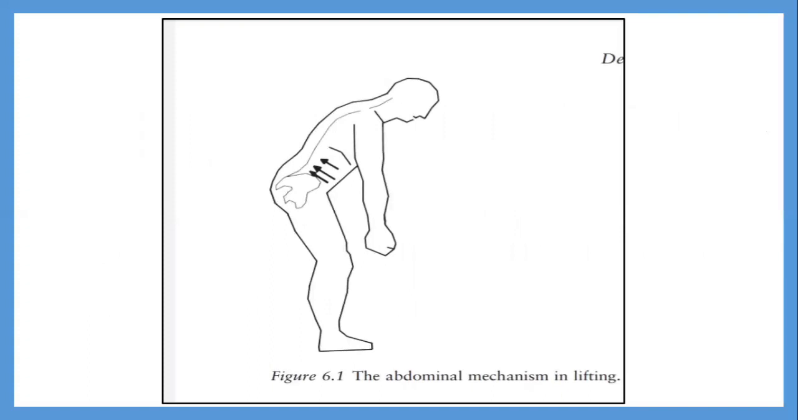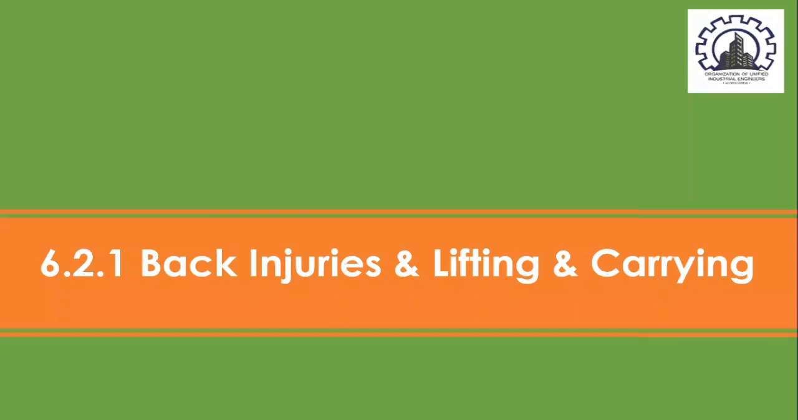As you can see, the precise role of intra-abdominal pressure is unclear because when the abdominal muscles contract, they actually increase the compression on the spine. Now, Asden, 1989, suggested that intra-abdominal pressure compresses the convex surface of the lumbar lordosis, causing it to stiffen. So whatever the reason, the reflex increase in intra-abdominal pressure when a person lifts a load appears to be a normal response. And on our subtopic, this is all about back injuries and lifting and carrying.